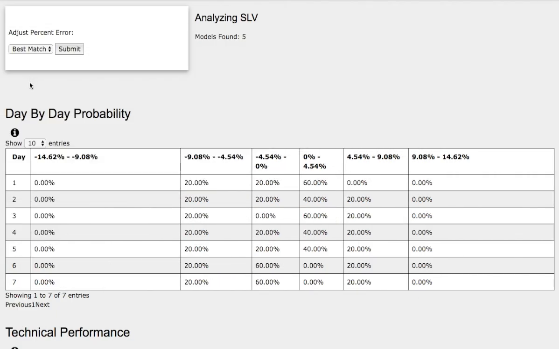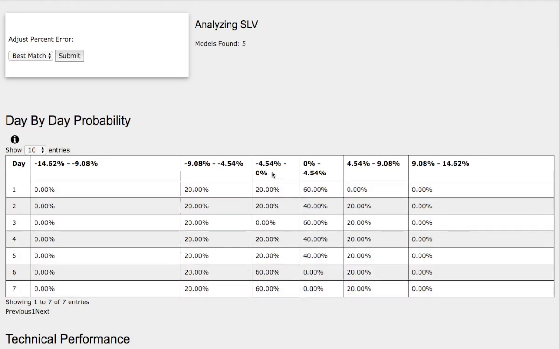So now let's head to the day-by-day probability model for silver. As we progress to the 7th day, we have a 20% chance for silver to climb between 4.5% to 9%. And to the downside, we have a 60% chance for silver to fall between 0 to negative 4.5%.